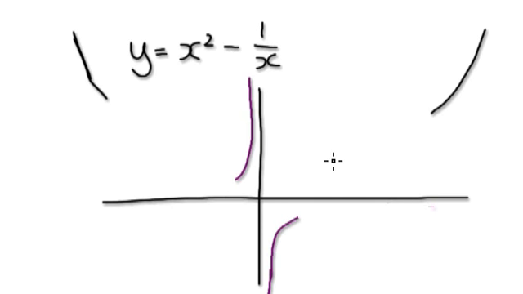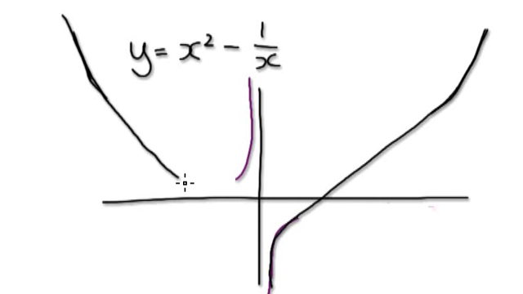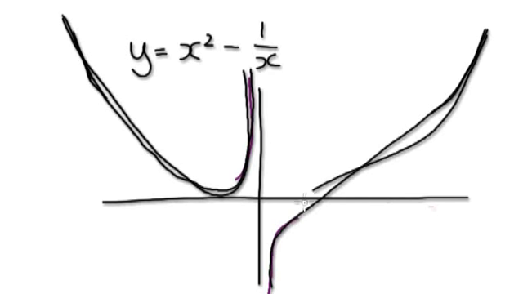Okay, so now it's just a matter of joining up. So here it will look something like this. Okay, and this bit here, well, it wants to follow the y equals x squared graph. But when x gets small, it wants to behave like a reciprocal curve. So overall, your graph will look something like this, roughly sketched.